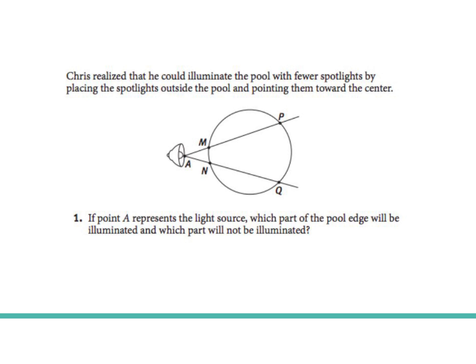So question number 1 says, if point A represents the light source, which part of the pool's edge will be illuminated and which part will not be illuminated? I'm going to use yellow to represent the part that is illuminated, and I'm going to put in black shading which is not. With the light shining here, we can see that arc PQ will be illuminated. And since it is a minor arc, we only need to use 2 letters to label it. So we're going to say arc PQ is illuminated.